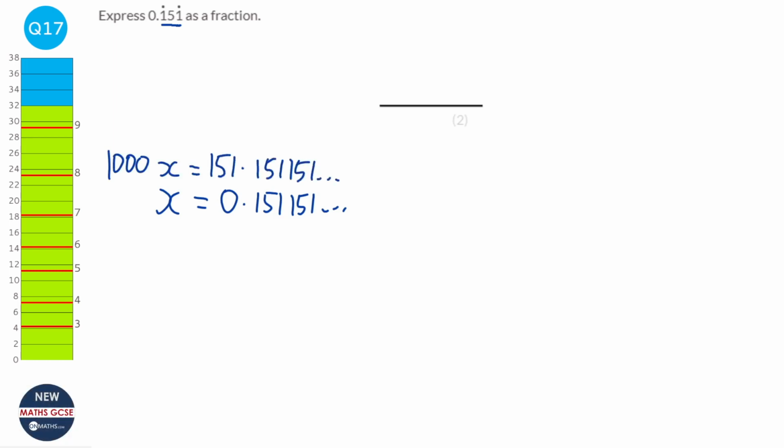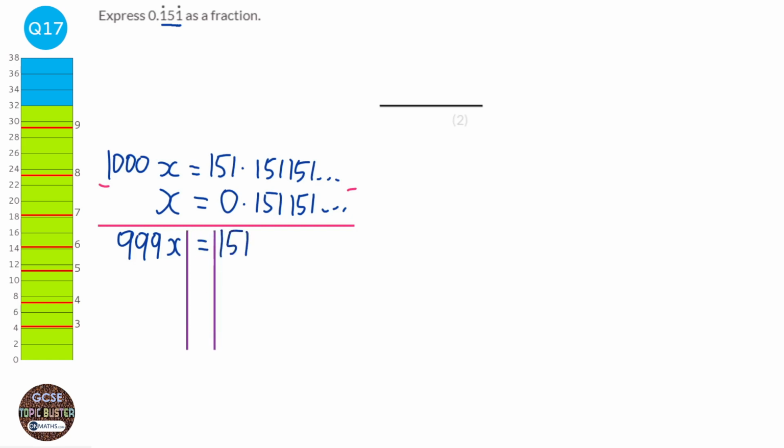151.151151 blah blah blah. What we're going to do now is we're going to subtract going downwards. So 1000x take away x would be 999x, and then 151.151151, etc. take away 0.151151, etc. will just be 151. Get our solving lines in, because the next thing we're going to do is divide both sides by 999.